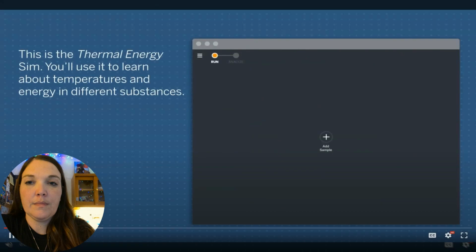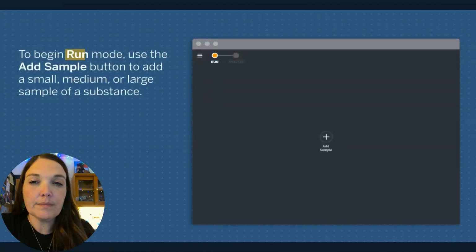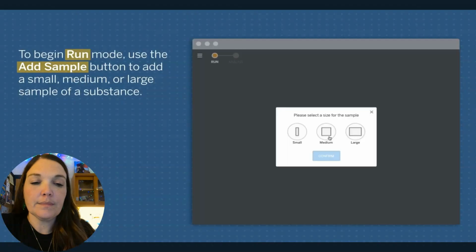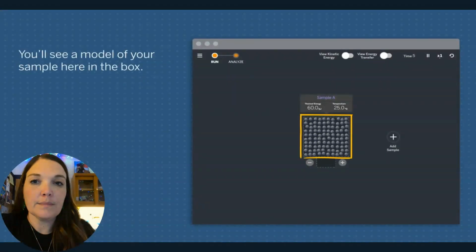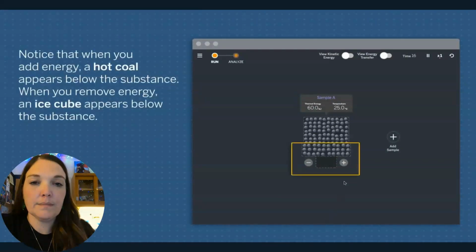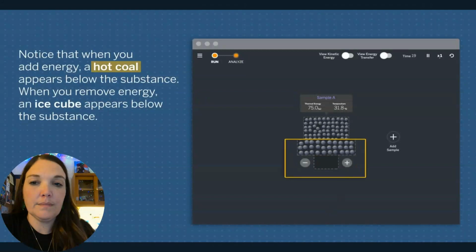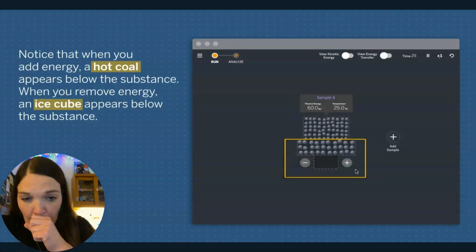This is the thermal energy sim. You'll use it to learn about temperatures and energy in different substances. To begin run mode, use the Add Sample button to add a small, medium, or large sample of a substance. You'll see a model of your sample here in the box. You can add energy to the sample using the plus sign or remove energy using the minus sign. Notice that when you add energy, a hot coal appears below the substance. When you remove energy, an ice cube appears below the substance.